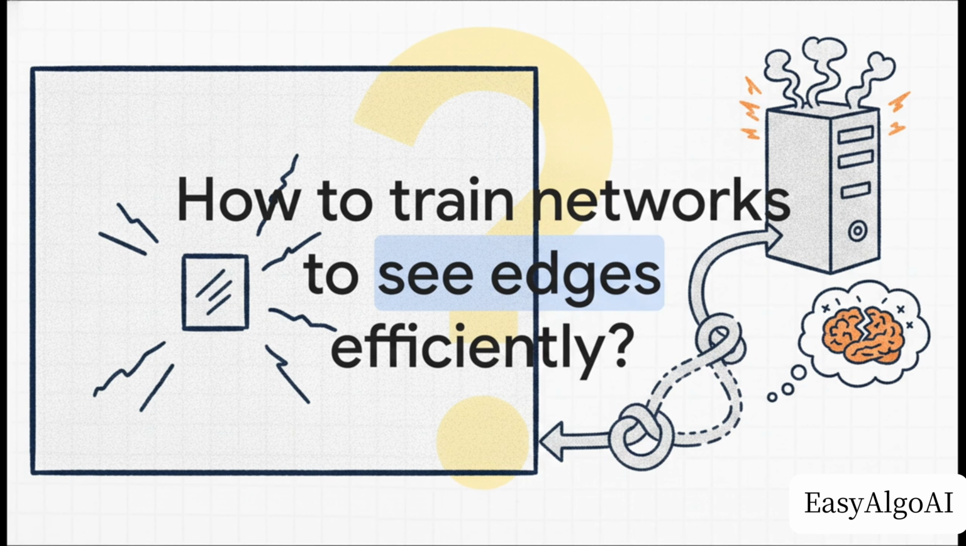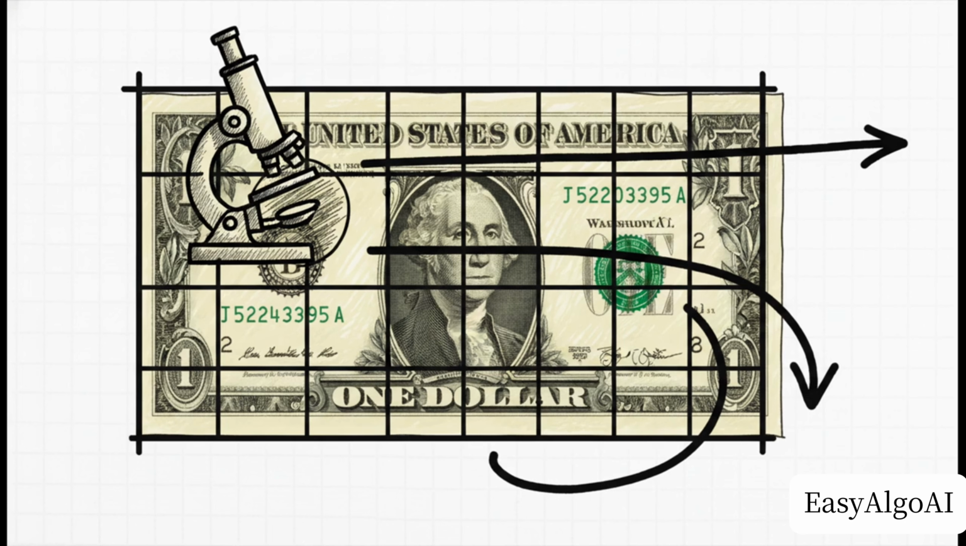How do we efficiently hunt for these edges without feeding the entire massive image in all at once and, again, crashing our system? The secret is a moving window. Imagine you are looking at a dollar bill under a microscope. You can't see the whole bill at once, right? You have to slowly move your view from left to right and top to bottom, scanning it piece by tiny piece. This is exactly how a CNN processes an image.